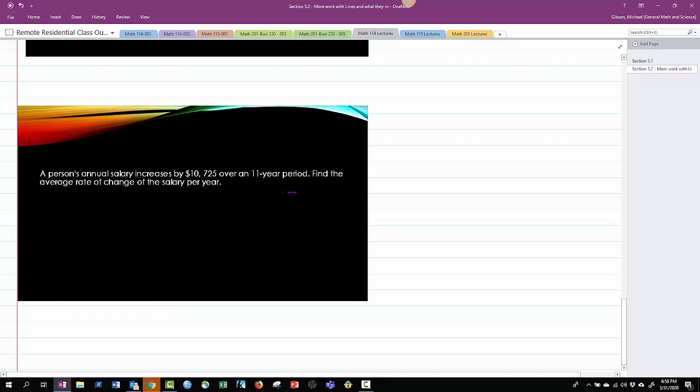Last question I'm going to do here in this one. A person's salary increases by $10,725 over an 11-year period. Find the average rate of change of the salary per year. All right, so we're thinking of it as a rate. Remember when they ask you for a rate like this, average rate of change, a slope is a rate of change, and one of the ways to do slope is change in y over change in x. In this case, the y is the money, right? So they tell us flat out the money went up by 10,725 over an 11-year period. Okay?